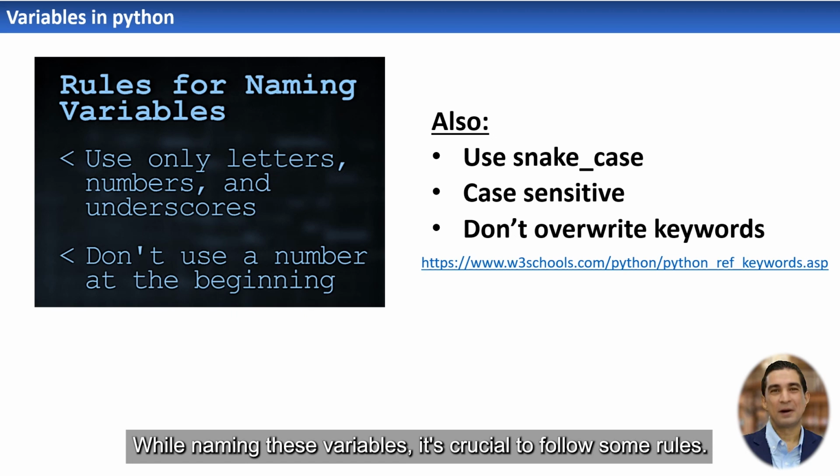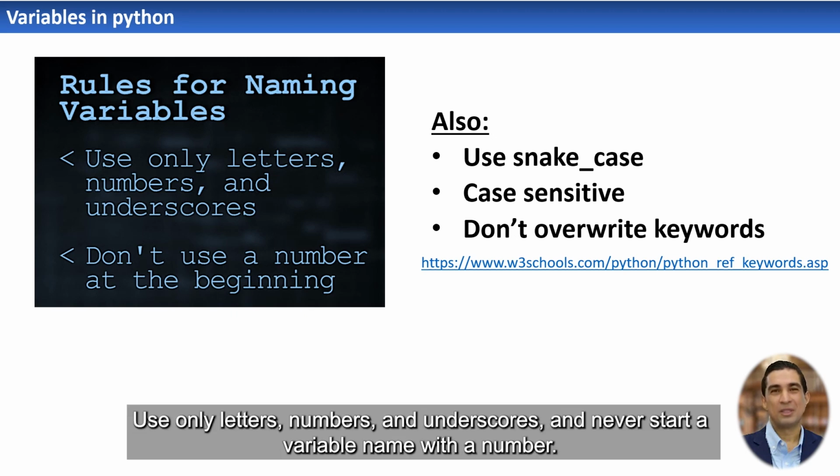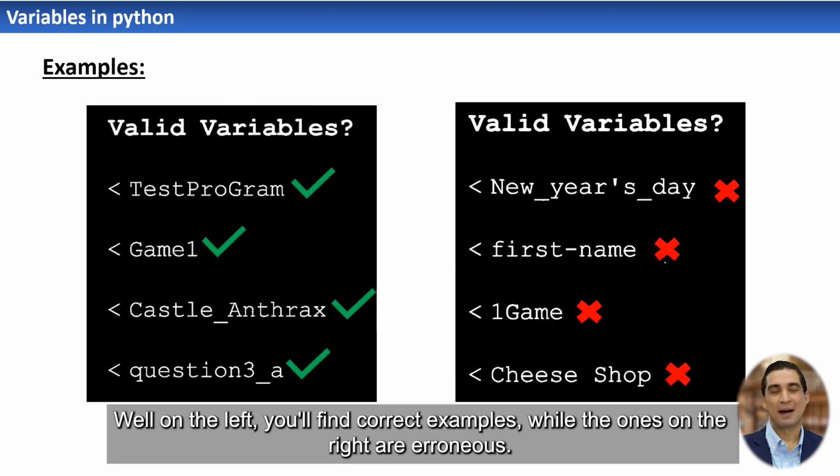While naming these variables, it's crucial to follow some rules. Use only letters, numbers, and underscores, and never start a variable name with a number. On the left, you'll find correct examples, while the ones on the right are erroneous.